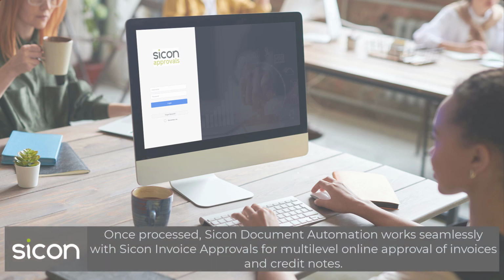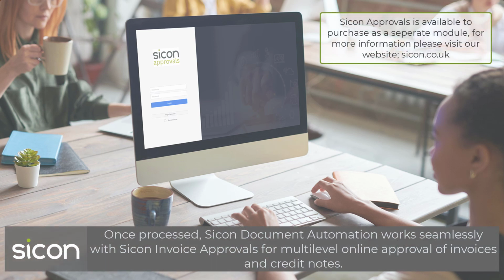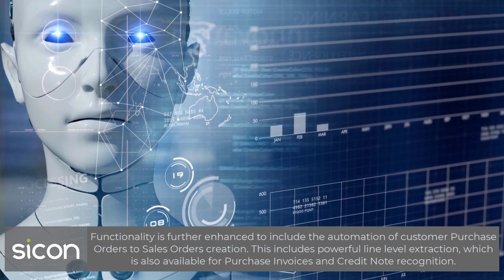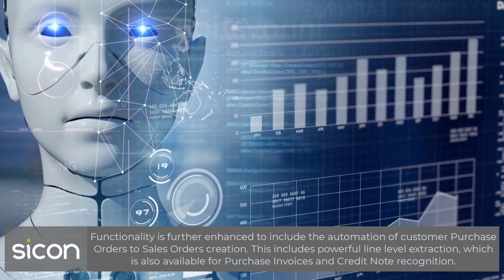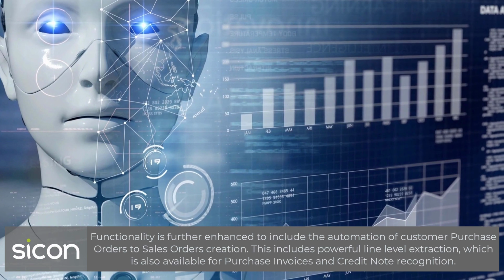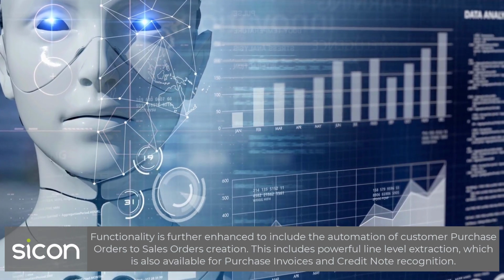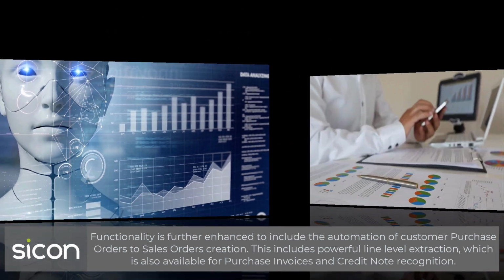Once processed, Sicon Document Automation works seamlessly with Sicon Invoice Approvals for multi-level online approval of invoices and credit notes. Functionality is further enhanced to include the automation of customer purchase orders to sales order creation. This includes powerful line-level extraction, which is also available for purchase invoices and credit note recognition.